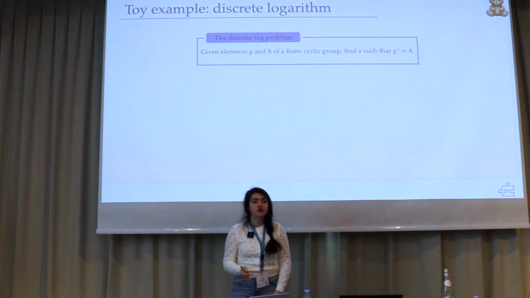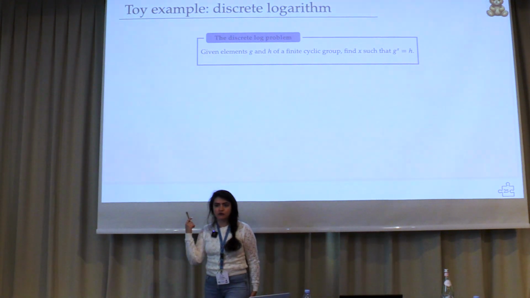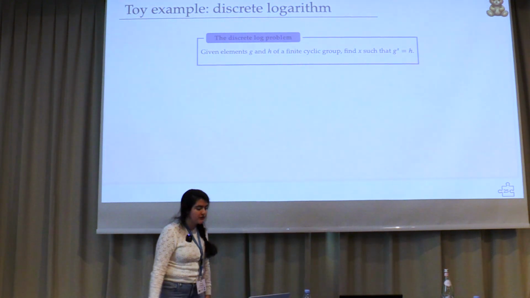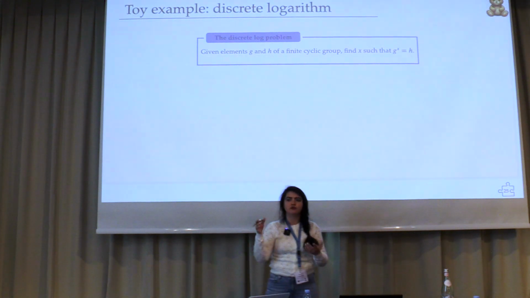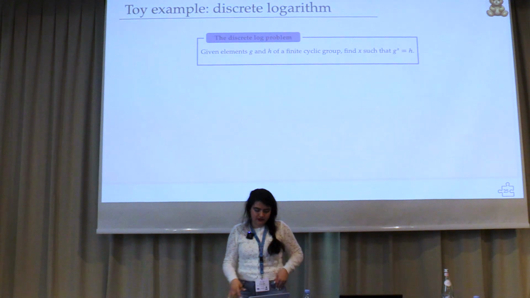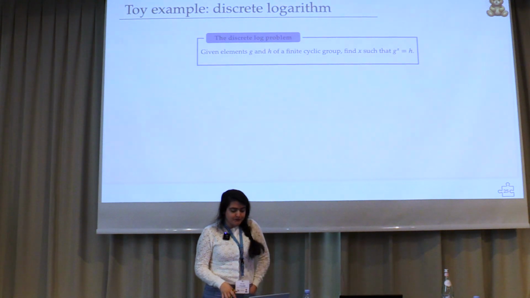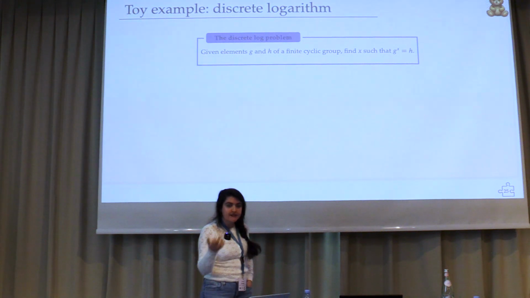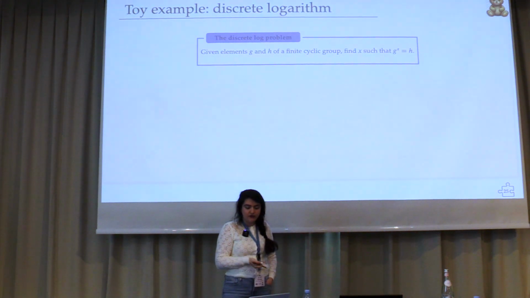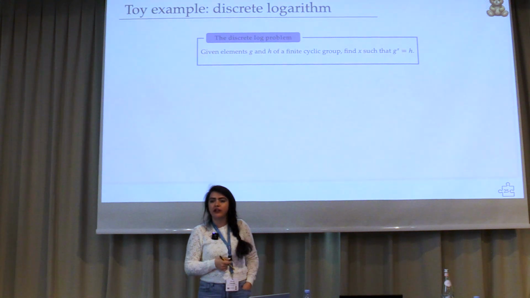First I'm going to show you with the discrete log, as I said, and just a reminder, this is the discrete log problem. You have elements in a finite cyclic group, where g is usually a generator of the entire group, and you need to find the exponent, so find an x such that g to the x is equal to h.